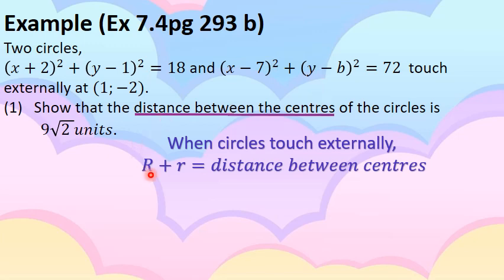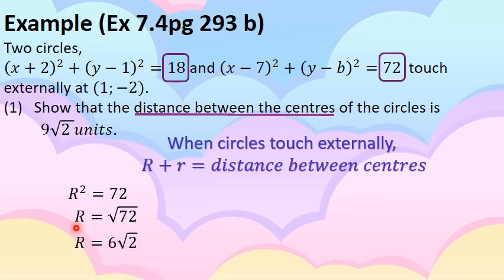What we can work with is the radius of the big circle and the radius of the small circle. So let's look at 72 and 18. 72 represents the big circle's radius squared. So if we were to get the big circle's radius all on its own, we would square root both sides. Pop that in your calculator to help you get the simplest surd form, and you can see that the length of the big radius is 6√2 units.